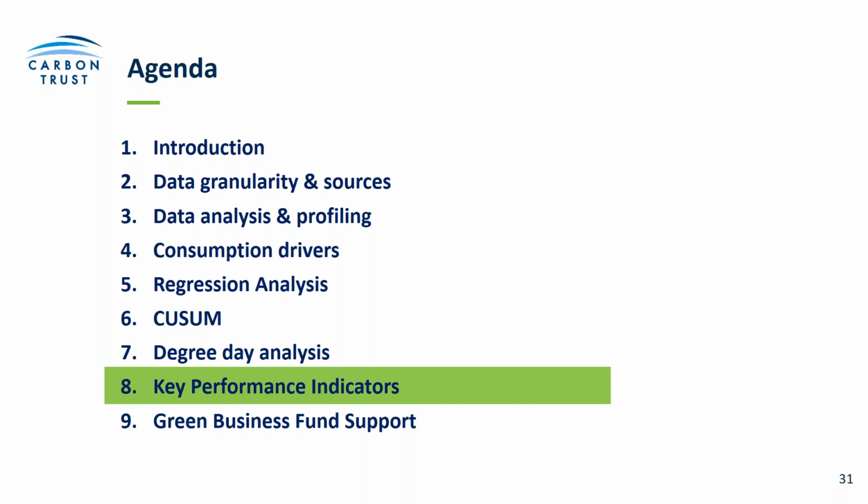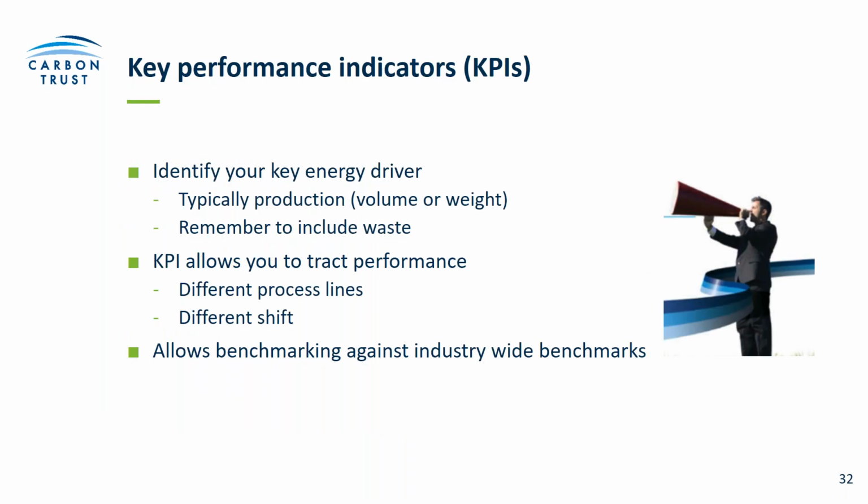So quickly then, for use of performance indicators, the idea is to identify what the key energy driver is at the site. So we've discussed that it could be just production levels, could be the amount of refrigeration that you're using, and the volume that you're having to put through that. It could be degree days.